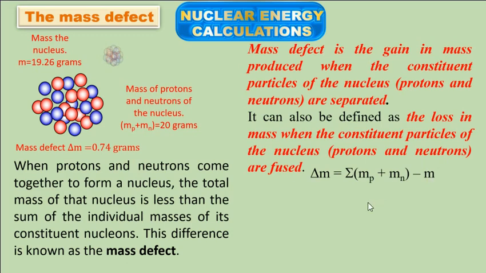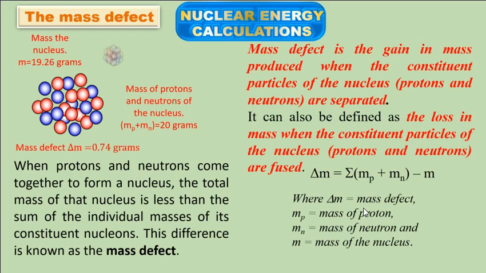So now, what do these symbols we are using here stand for? Delta M stands for mass defect. The Mp stands for the mass of the proton. The Mn stands for the mass of the neutron. Then the M standing alone stands for the mass of the nucleus. So these are what they represent. In calculation, you must write down the meaning of these symbols we are using for you to gain the mark for the formula.